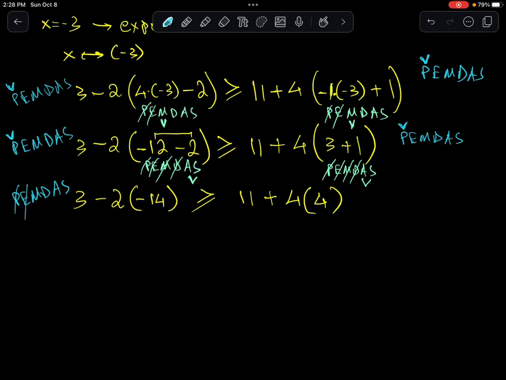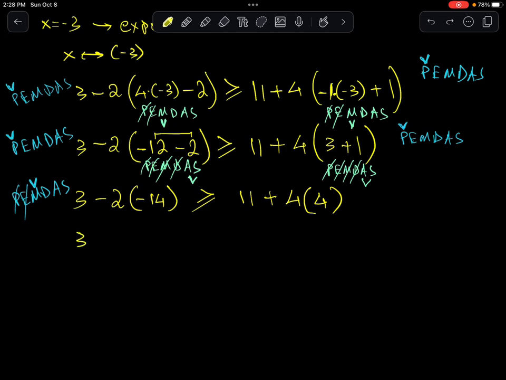Exponents, no. Multiplication, yes, it's 2 times negative 2 times negative 14, so I'm doing the multiplication, and let's do it. Everything else drops. The only thing that will change is this multiplication. That includes the negative 2, that's the negative sign, so it's negative 2 times negative 14.